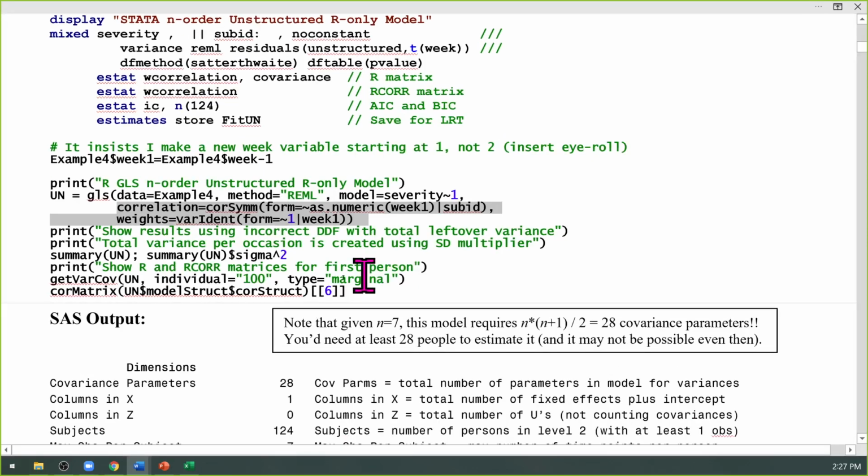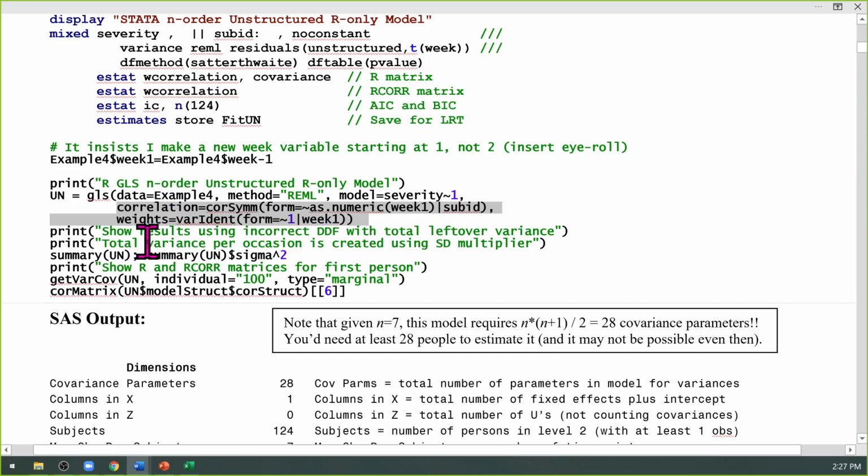So it's corSym, and then telling it to do it as a function of week as numeric. By the way, it made me make a new version of week that started at 1 instead of 2. That was an error that it threw, so whatever. And then it's organized by subject ID.